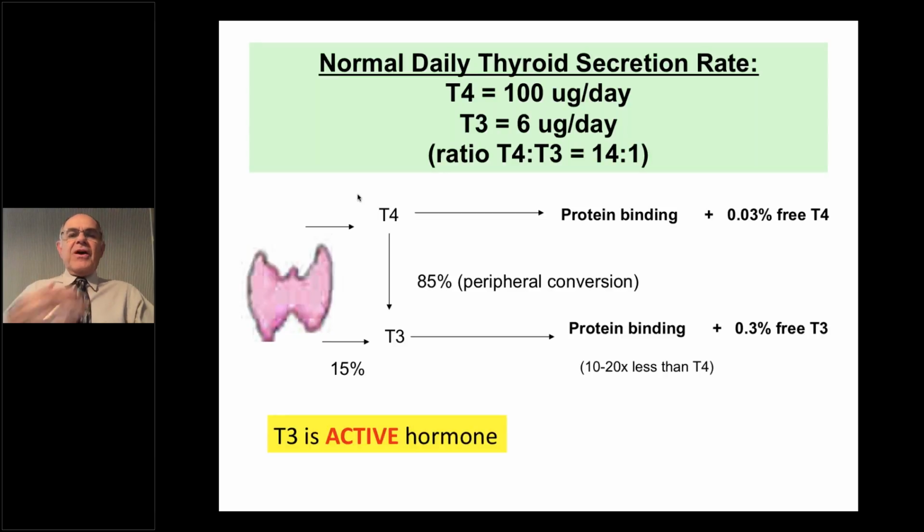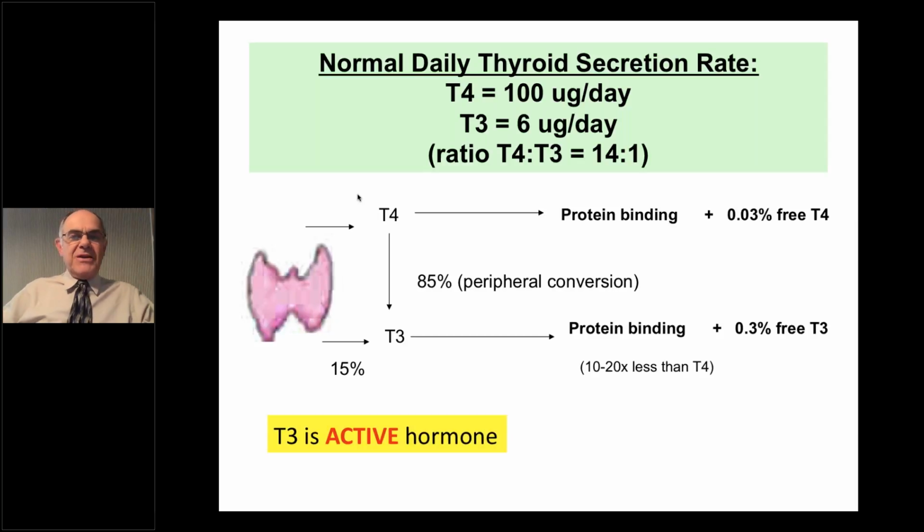So the thyroid gland, as this slide suggests, makes about 100 micrograms of T4. And T4, however, doesn't do much. It's the raw material for the active hormone, which you see in the bottom. It says T3 is the active hormone. So the thyroid gland itself makes a very minimal amount of active hormone. 100 micrograms of the T4, but only 6 micrograms of the T3. So you see the ratio is about 14:1 in the gland.